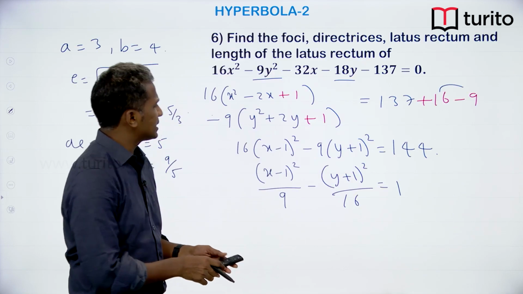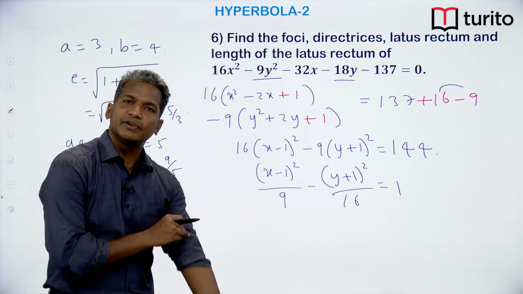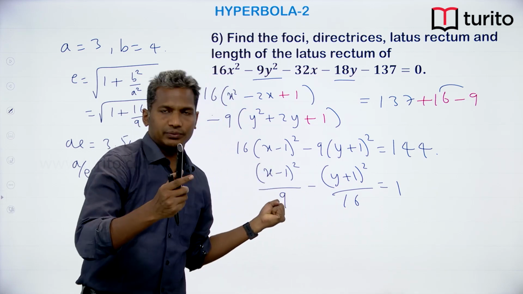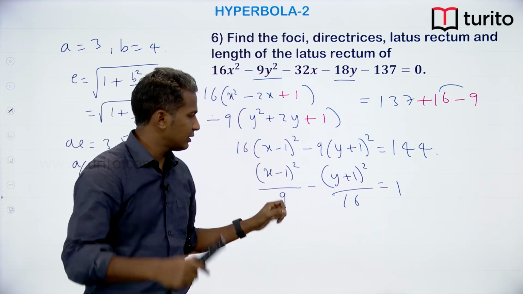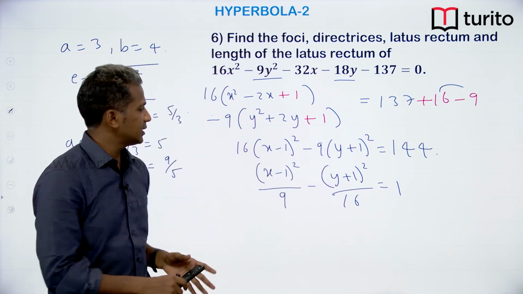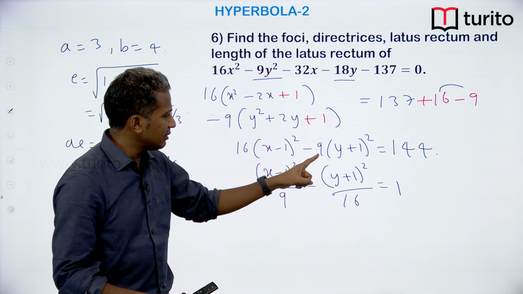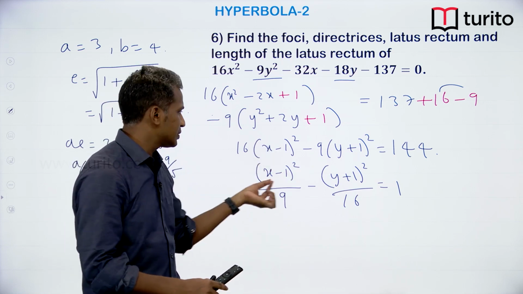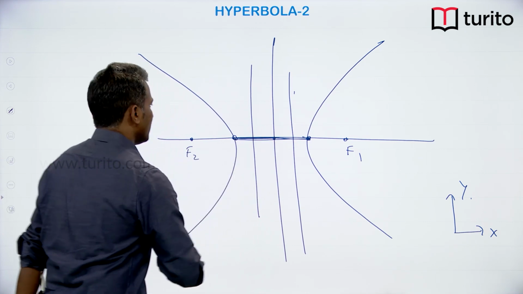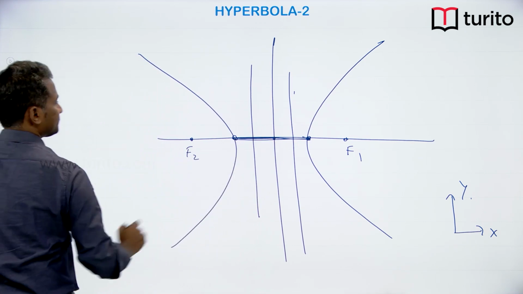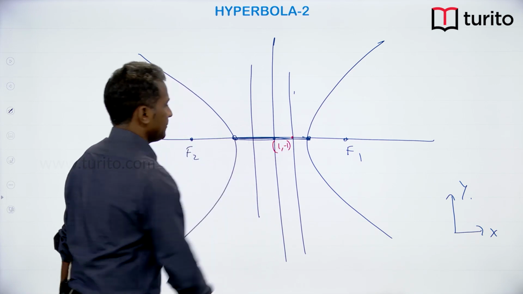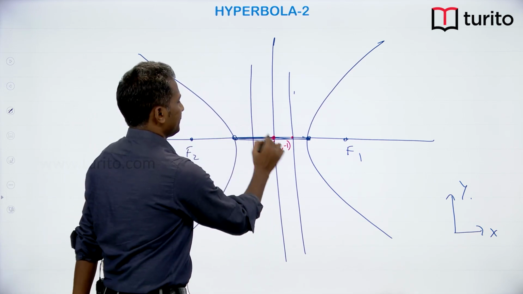Now, because it is shifted version, how do we find the center? Whenever these two terms become 0, for whatever are the values of x and y for which these two become 0, those will become the coordinates of center. So, when x is equal to 1, y is equal to minus 1, these two are becoming 0. So, that means this center will become 1 comma minus 1. So, we got the center.